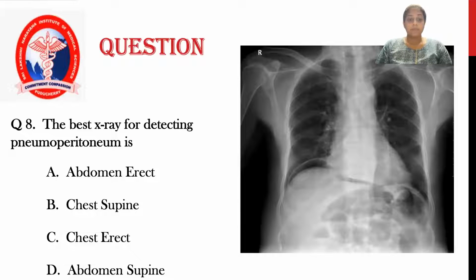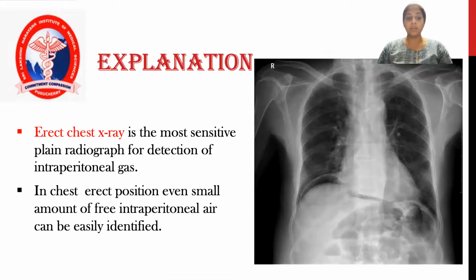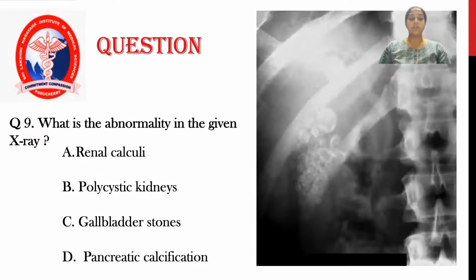Coming here, what is the best view for detecting pneumoperitoneum? We had already seen that in the previous case. Can it be an abdominal erect, chest supine, chest erect, or an abdominal supine? It's an erect chest. As we all know, it is the most sensitive plain radiograph for the detection of intraperitoneal gas. In an erect position, we know that gas comes to the topmost available part. So even a small amount of free intraperitoneal air can be identified in this erect chest radiograph.